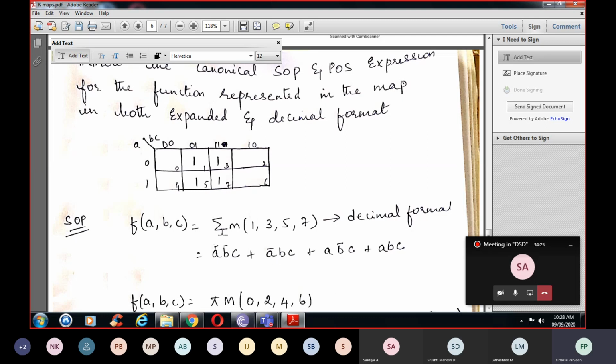Here we represent SOP as sigma, whereas for POS we represent it as pi. Here we look at 1 and write those cell numbers, whereas here we look at 0 cells, where it is 0: 0, 2, 4, 6. So pi M, capital M for max term, 0, 2, 4, 6. This is the SOP expression, whereas the POS expression, what is it?